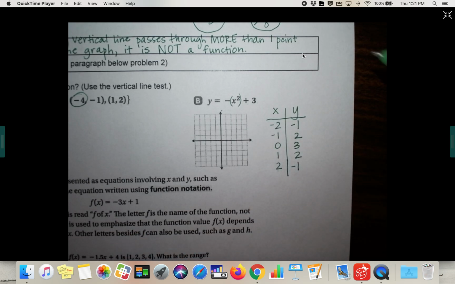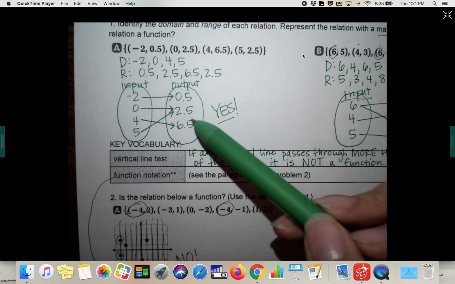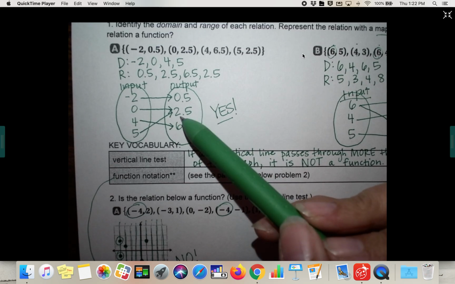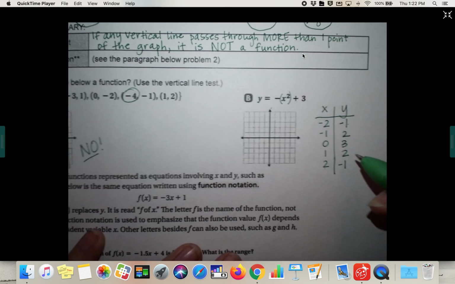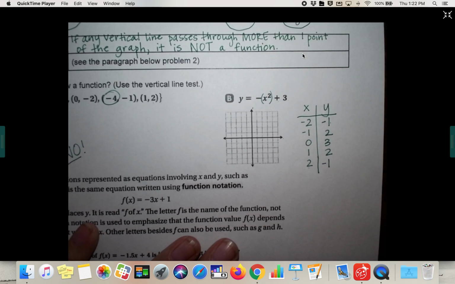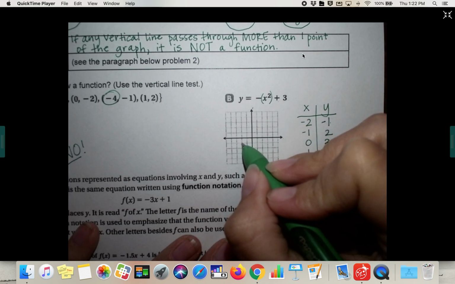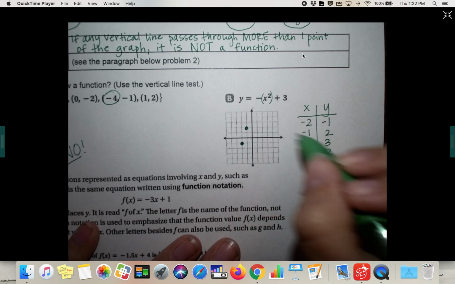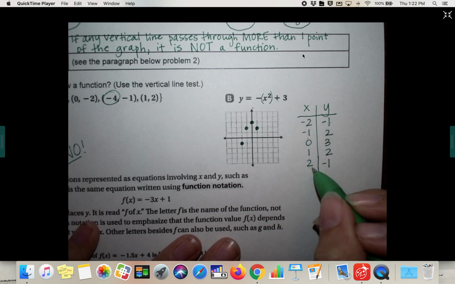What you might notice is that we do have some repeated range values, y values, outputs, but again, that's okay. You can have numbers that are drawn to the same output. They just each have to be different on the input. So let's graph this, and I do believe this is going to be a function, even though some of these repeat. So negative 2, negative 1, negative 1, 2, 0, 3, 1, 2, and 2, negative 1.